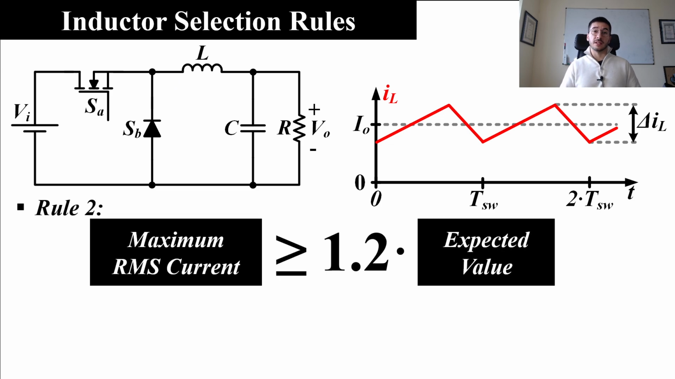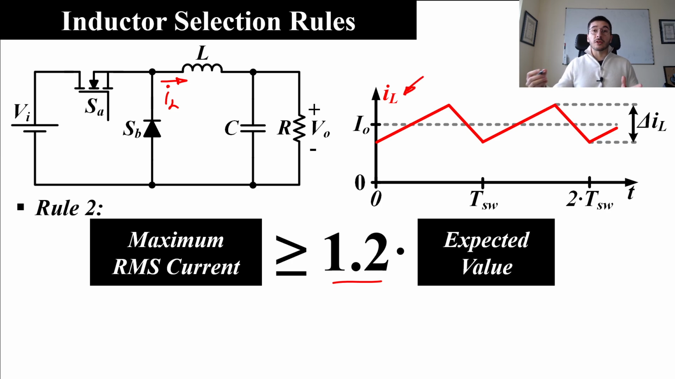Well, the second rule is also about the current through the inductor, but in this case it is about the RMS value. So the rule is that the maximum RMS current through the inductor, which is a characteristic of the inductor we are going to choose, must be equal or higher than 1.2 times the expected value. In this case, I have reduced this coefficient a little bit. What is the expected value? What is the RMS value of this waveform?